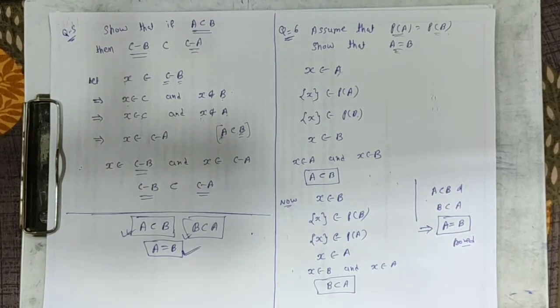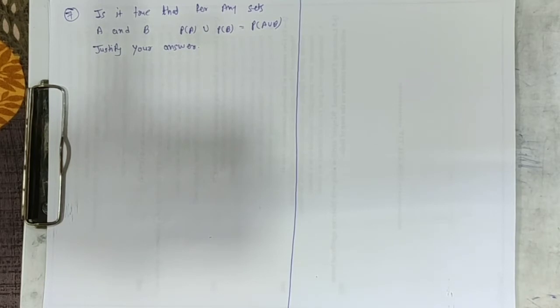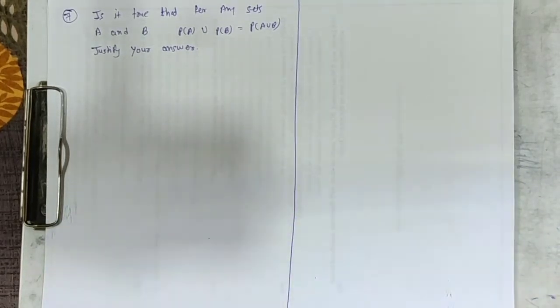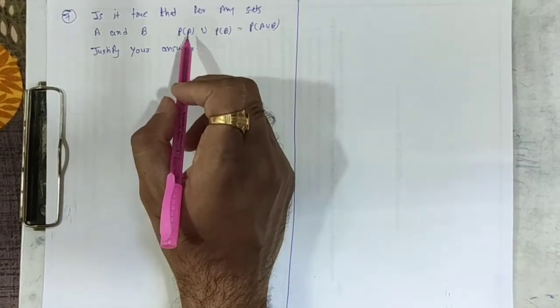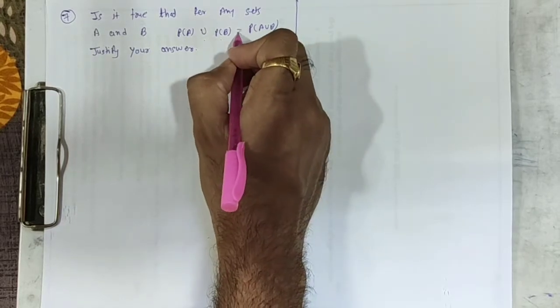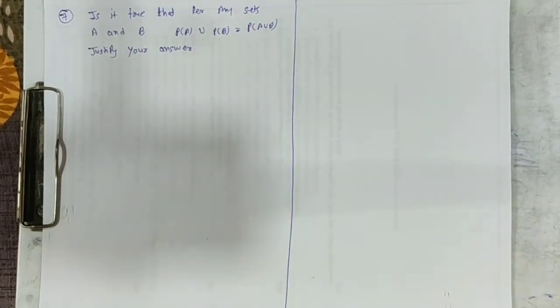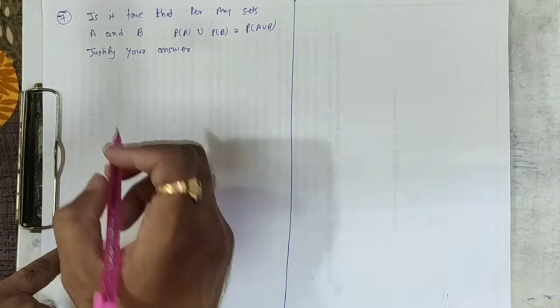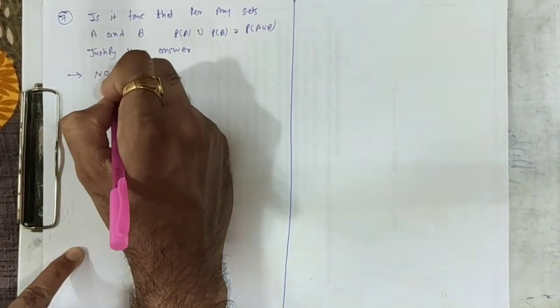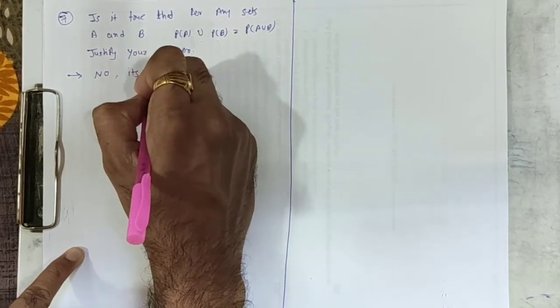So this is your question. Now students, question number 7. Is it true that for any sets A and B, the power set of A union the power set of B equals the power set of A union B? You have to justify your answer. So here our answer is no. It is not true.